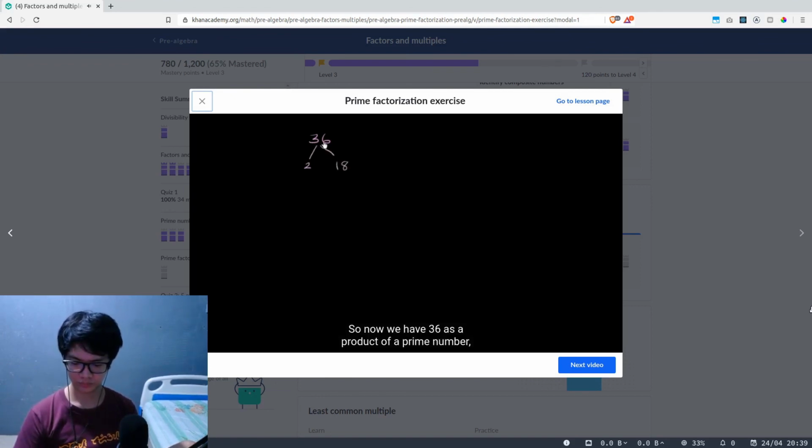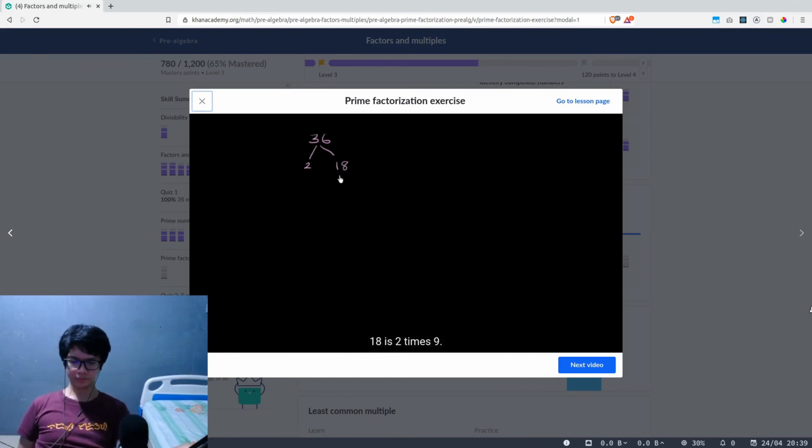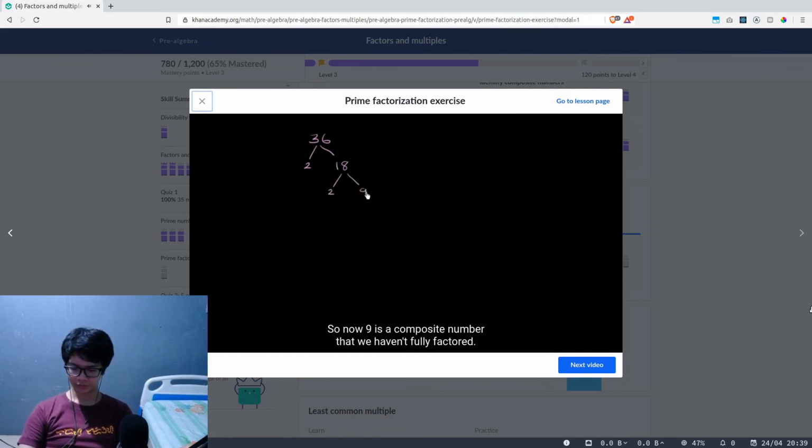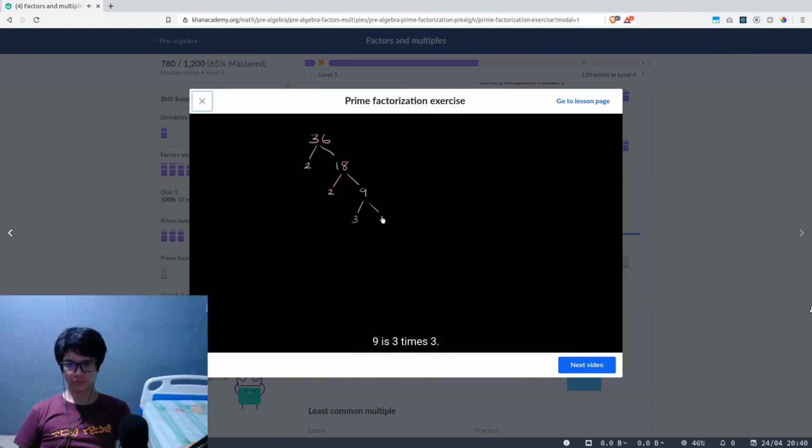So now we have 36 as a product of a prime number, and 18 is clearly a composite number. It has factors other than 1 and 18. So let's try to factor this further. So is this divisible by 2? Sure. 18 is 2 times 9. So now 9 is a composite number that we haven't fully factored. Obviously, the 2's are both prime. 9 is not divisible by 2, but it is divisible by 3. 9 is 3 times 3.